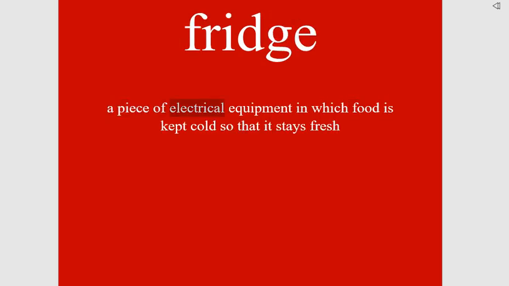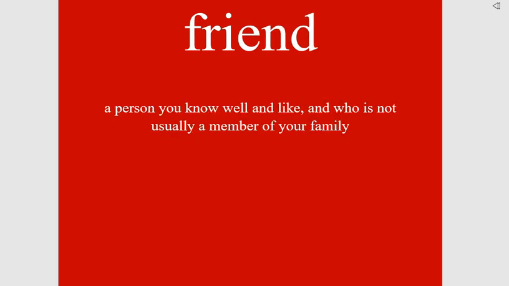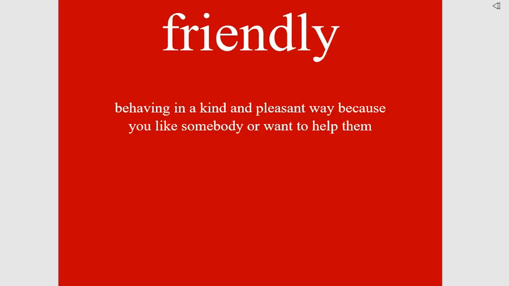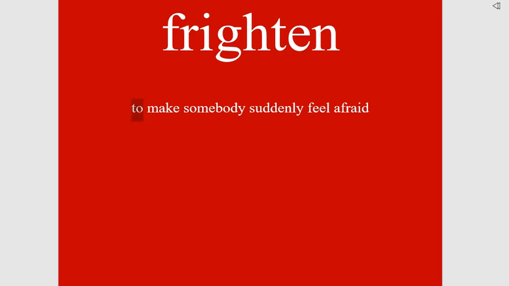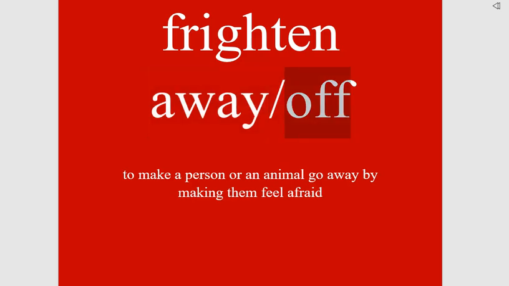Fridge. A piece of electrical equipment in which food is kept cold so that it stays fresh. Friend. A person you know well and like, and who is not usually a member of your family. Friendly. Behaving in a kind and pleasant way because you like somebody or want to help them. Friendship. A relationship between friends. Frighten. To make somebody suddenly feel afraid. Frighten away / off. To make a person or an animal go away by making them feel afraid.